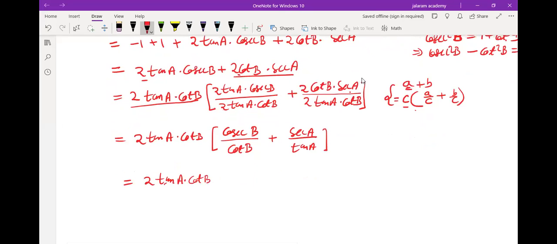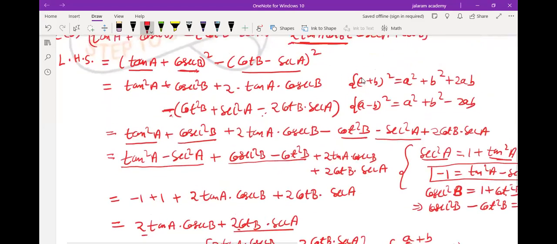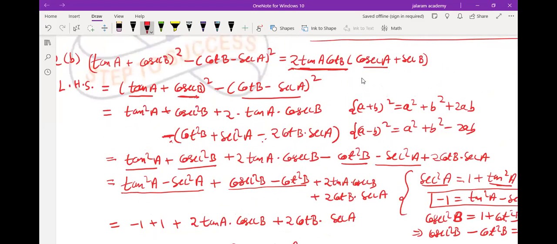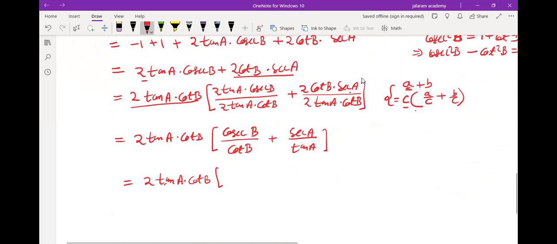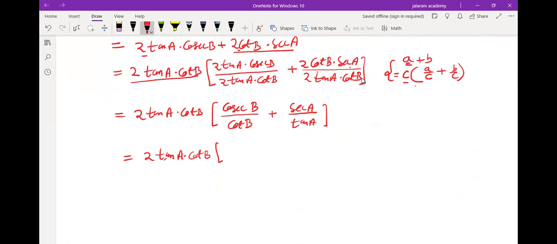In the next line, we have to bring 2 tan A cot B outside the bracket. So write it as it is. And look at the right hand side again. We have to bring cosec A plus sec B inside the bracket. So if there is no way of solving the trigonometric identity further, we convert all of them to either sine A or to cos A. We know that cosec B can be converted to 1 by sine B. Sec A can also be converted to 1 by cos A.